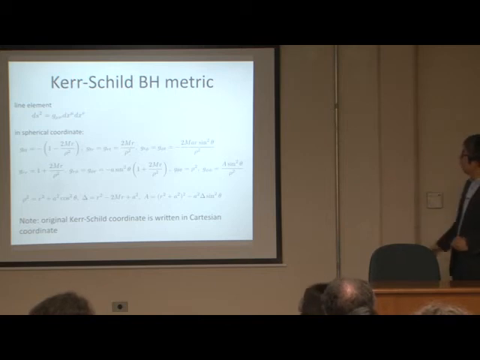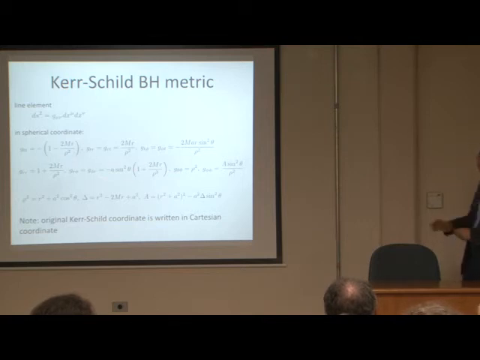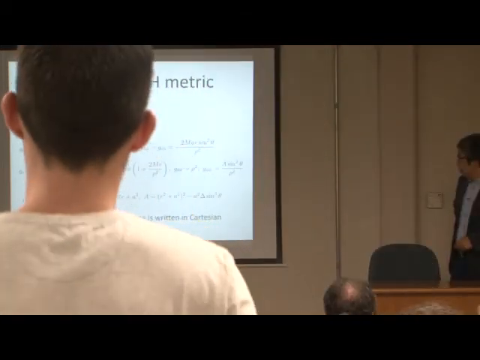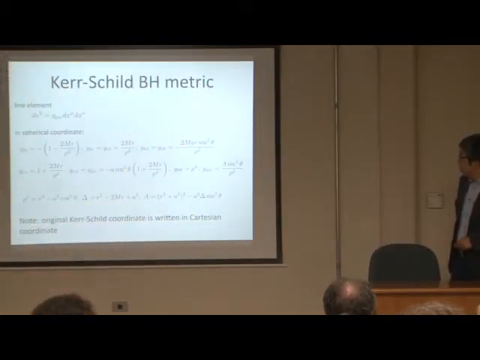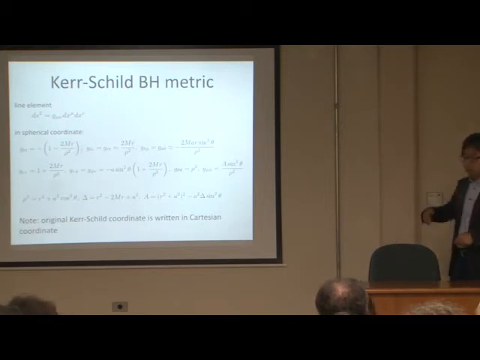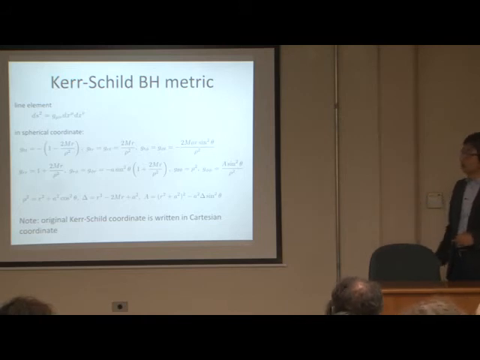Okay, so this is a Kerr-Schild coordinate. This is in the spherical coordinate. It is written with the g_tt term, g_tr, g_t phi, and then g_rr, g_r phi, g_theta theta, g_phi phi. So there is an additional component coming in here, but this avoids the coordinate singularity. One of the notes is that the original Kerr-Schild coordinate is written in the Cartesian coordinate. So if you go back to the original paper, you see the Kerr-Schild coordinate written in Cartesian coordinates.